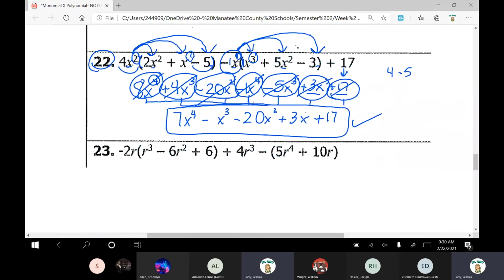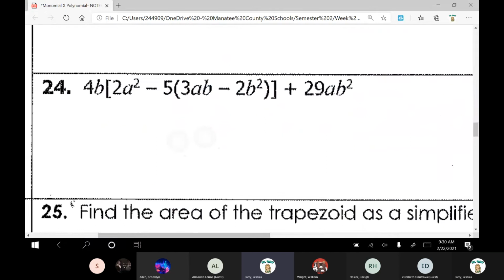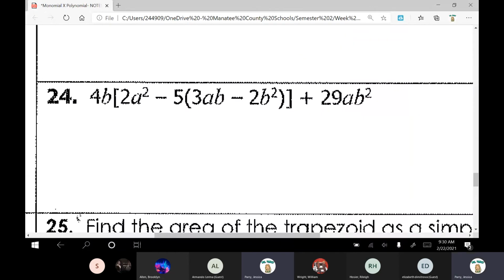Remember, if you have questions, type them in the chat. Next one we'll do here is number 24. Number 24.